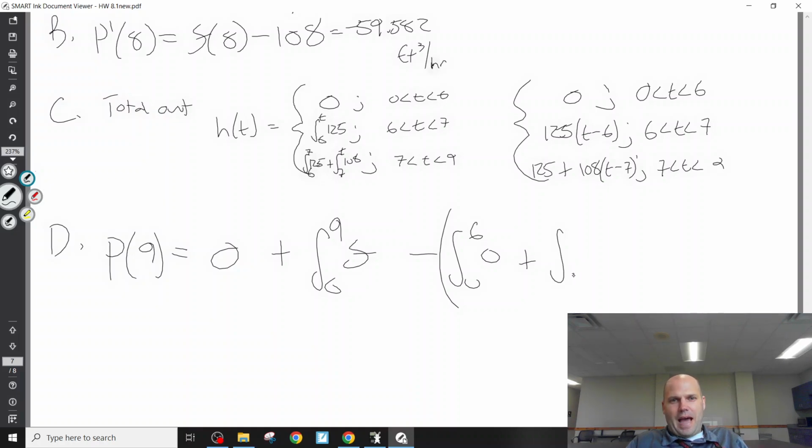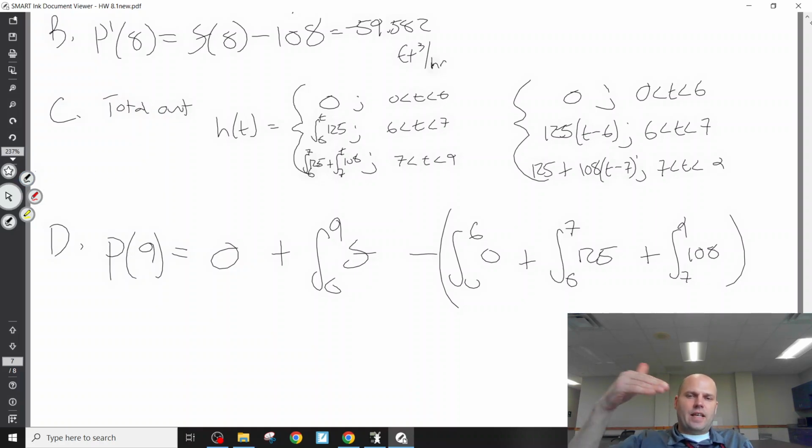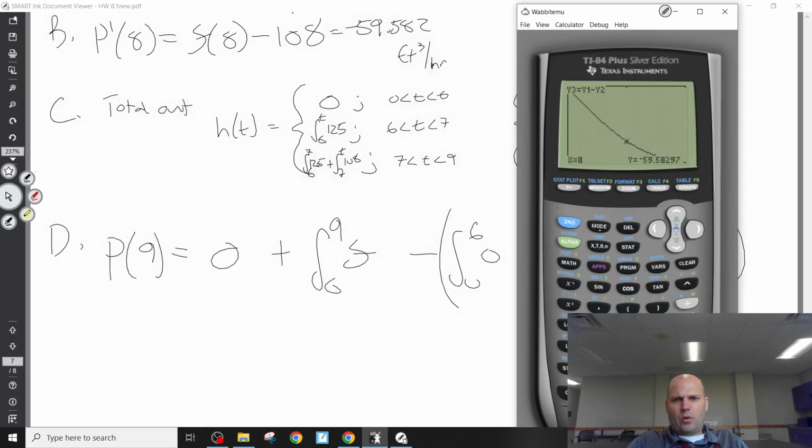Again, you could do the math. 125 cubic feet per hour over 1 hour. This is 125. You can use an integral if you're not comfortable. 108 cubic feet per hour over 2 hours, 216. You could do the math. But it is easier to do this than work with P prime and its graph and using P prime like we did in the earlier problems. It's easier to keep things separated. So we're not ready to just do one thing all the time.